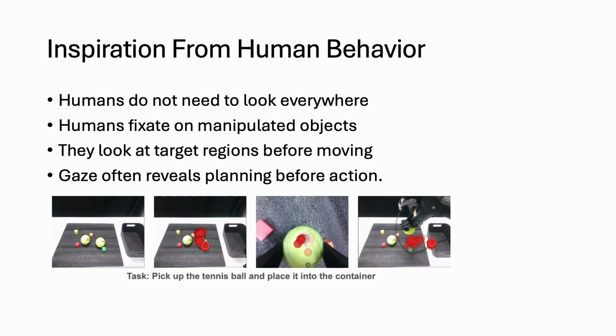As a small example, we can see how human eye gaze does not look at the whole image, but only certain task relevant regions. The task is to pick up the tennis ball and place it into the container. First we try to spot the tennis ball, and once we grab it, we try to spot the container.